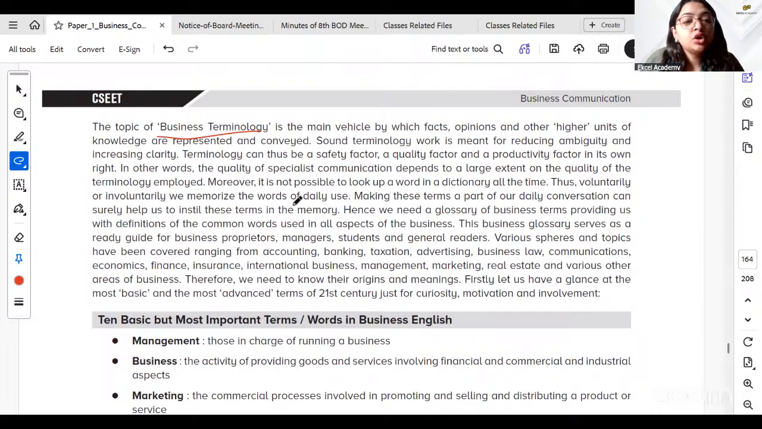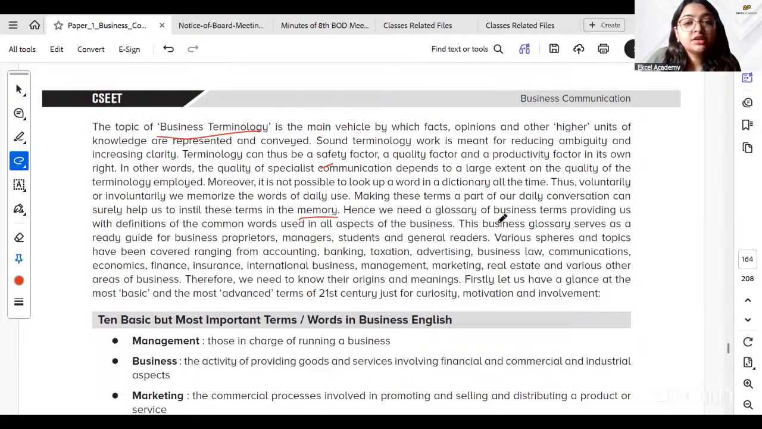So moreover, it is not possible to look up a word in a dictionary at all times, so it is always good that you remember certain words by default, right? So in your previous chapters, you also saw that we discussed a lot of foreign words, right? It is very important that you remember the most commonly used foreign words in your English language, so that you don't get confused and you don't have to look it up every single time that word comes up in your conversations, all right? Then voluntary or involuntary, we memorize all the words of daily use. Making these terms a part of our daily conversation can surely help us instill these terms in the memory, right?